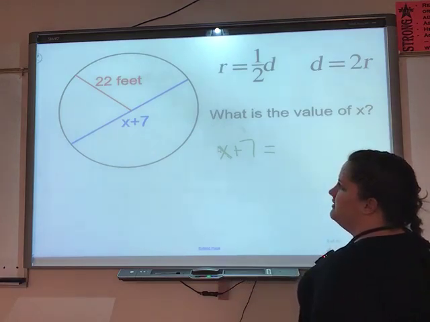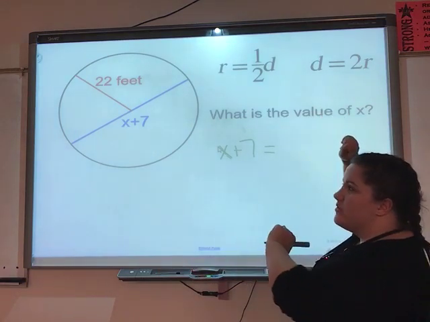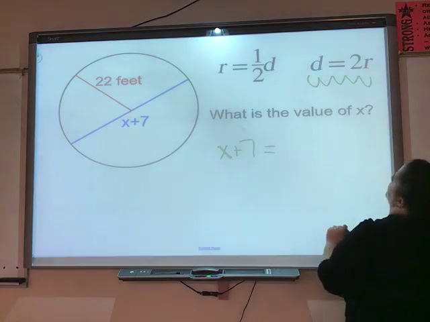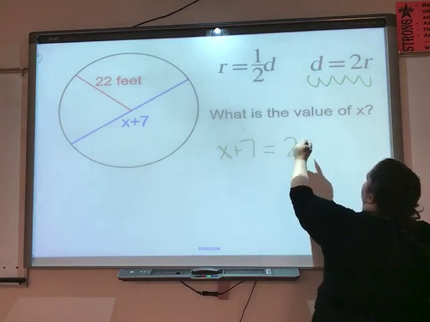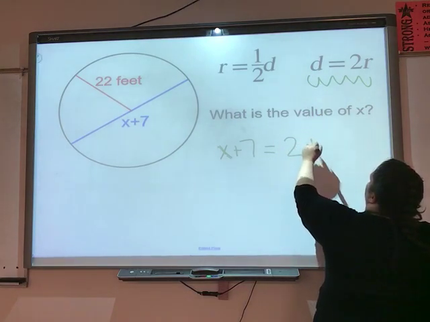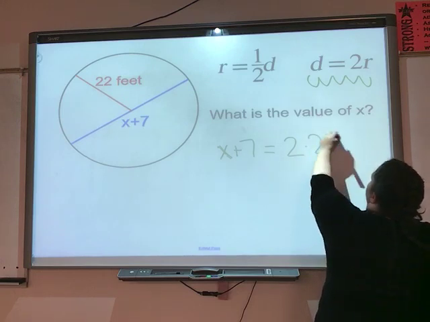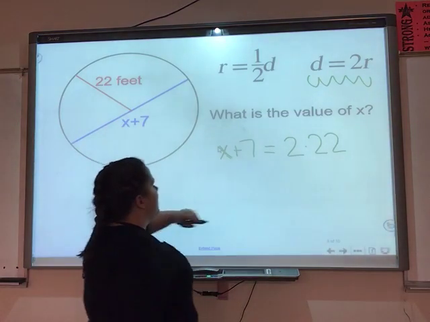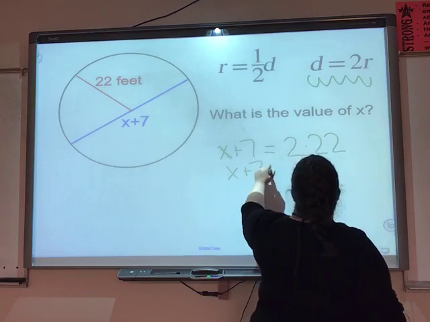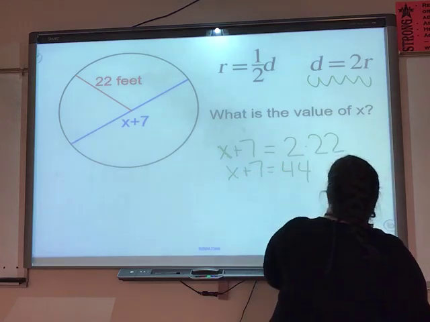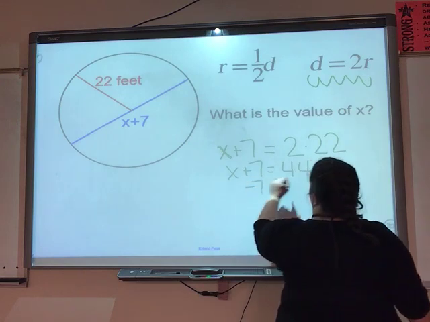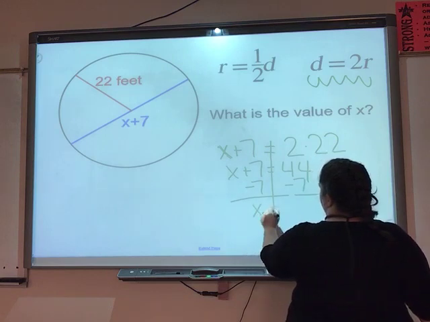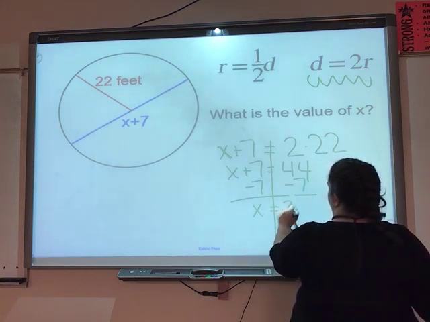Well, x plus 7 is all the way across our circle, so that's a diameter. I want to use the formula for finding the diameter. That's 2 times the radius. And the radius is 22 feet. That's this length right here. So I have x plus 7 equals 44, because 2 times 22 is 44. Then I want to subtract 7 from both sides, and x equals 37.